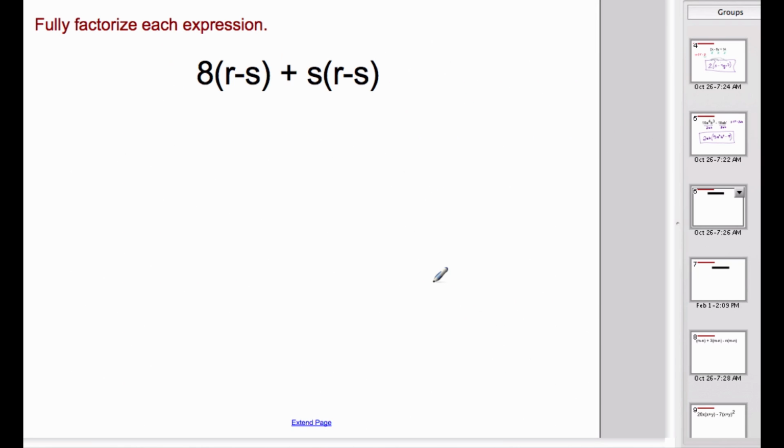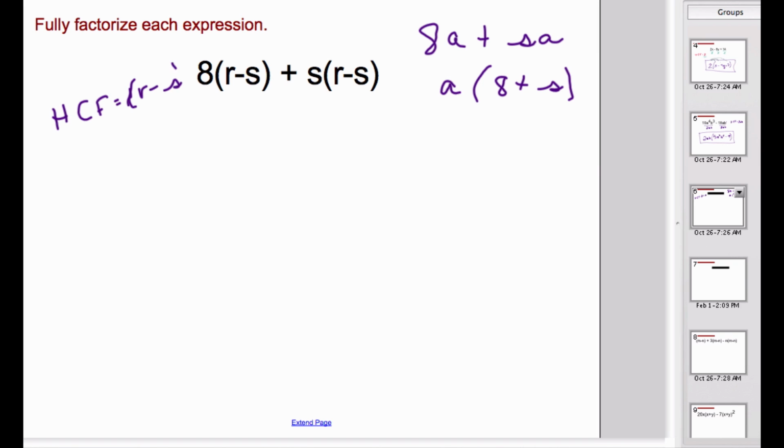So what we have different in these problems is that our HCF now is going to be a quantity. It's going to be all of this stuff that's inside of the brackets. We don't want to separate out this r minus s. So the first term that we would look at is 8 times r minus s, and the second is s times r minus s. If this was a problem that said 8a plus sa, then we know that our HCF would be a, and that would leave behind an 8 plus s. So it gets treated the same way, that this HCF that we have is this whole quantity r minus s.